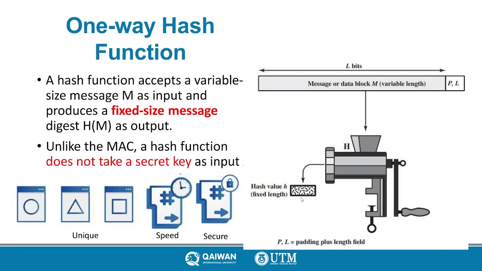Now we will have the one-way hash function. A one-way hash function accepts a variable size message m as an input and produces a fixed size message digest h as an output. It is just like this grinder. We input our message and it gives us a fixed size output. If we change even one space of that message, the hash will change, and that time we will have our problem.